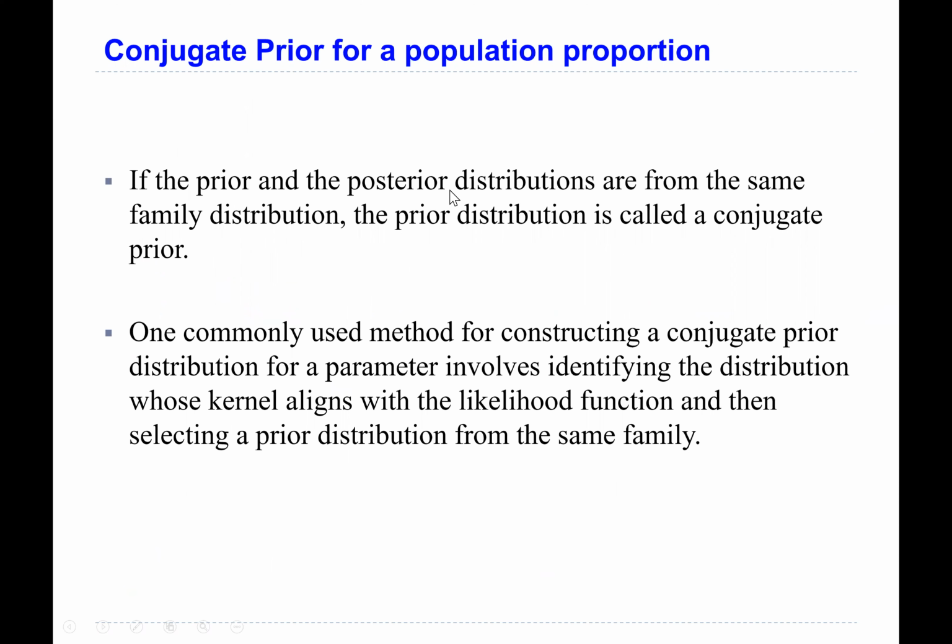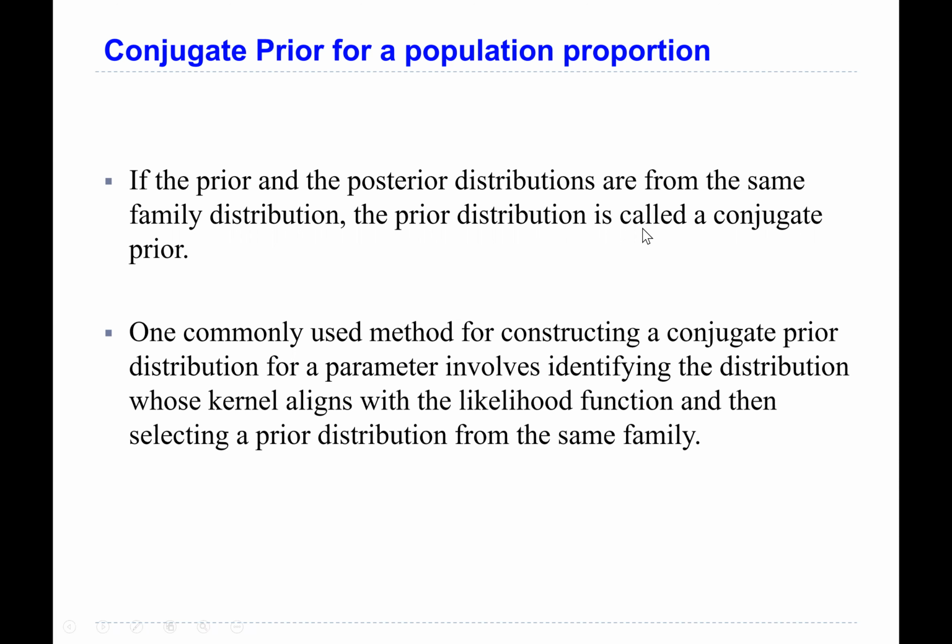If the prior and the posterior distribution are from the same family, the prior is called the conjugate. What do I mean? I mean, if the prior distribution is normal and the posterior is normal, then this prior distribution is a conjugate prior. If I use a prior distribution as beta, and I found the posterior is beta after I multiply the prior by the likelihood, I get a beta posterior distribution. So now they are from the same family. So the beta distribution as a prior is called the conjugate prior.